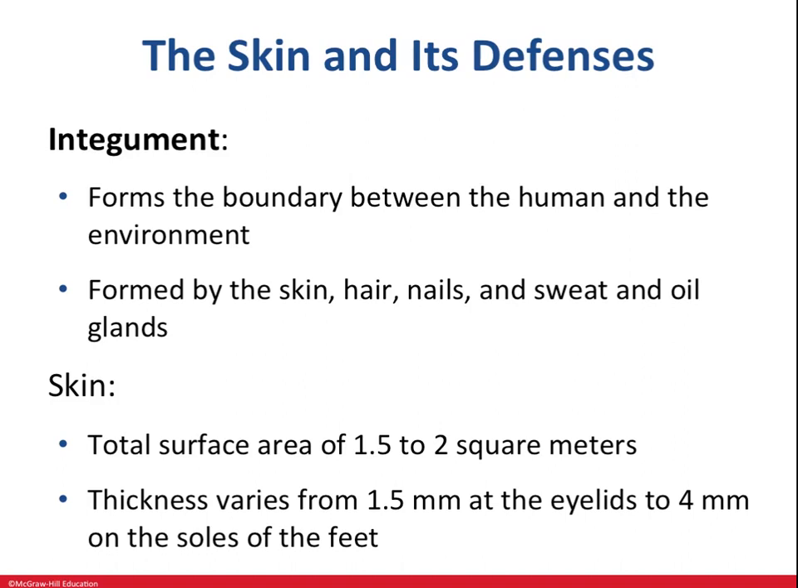So the skin is the biggest organ in our body. The skin forms the boundary between humans and the environment. The skin contains the hair, the nails, and all the glands for sweat and oil generation.